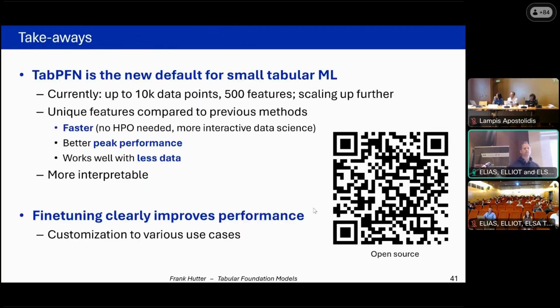The takeaways are TabPFN is a new default for small tabular ML, currently up to 10,000 data points and 500 features, but we're scaling it further. It has some unique features compared to previous non-foundation models. It's faster. It's just a forward pass. Foundation model, it's really nice. There's no HPO needed, much more interactive data science because of that. Better peak performance and works well with less data. And it's actually more interpretable, not less interpretable. And fine-tuning clearly improves performance, so you can customize it to all kinds of different use cases, which we shall do in the ELLIOT proposal.